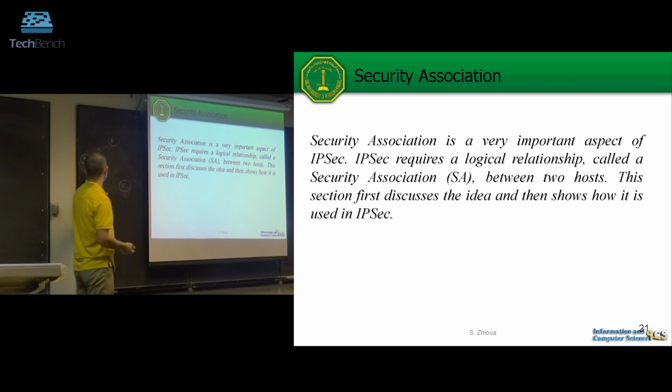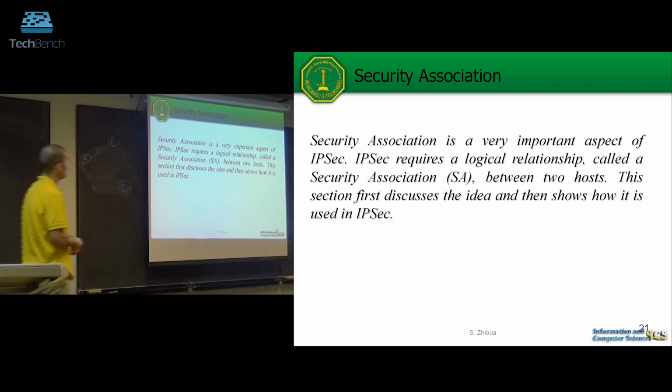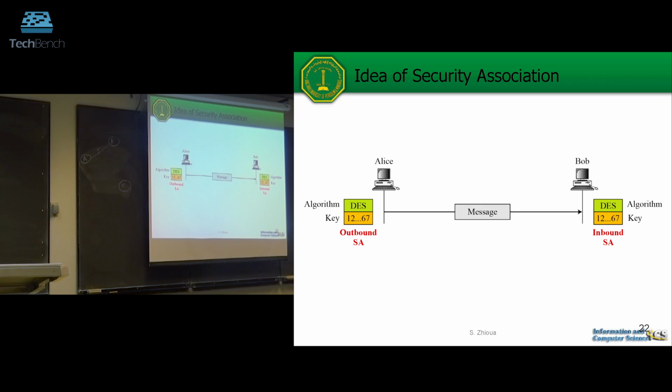So basically, A needs to maintain a security association with each other entity it needs to communicate with using IPsec. So security association is very important to IPsec. IPsec requires a logical relationship called the security association between two hosts. This is the idea. If Alice needs to communicate with Bob, it needs to have a certain security association with Bob. Basically you need two.